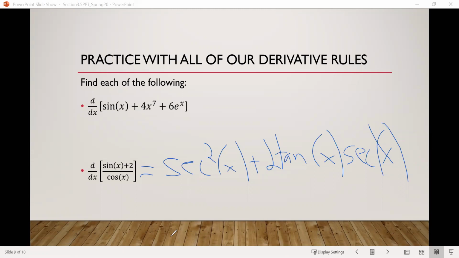So again, we could have left this as 1 plus 2 sine x over cosine squared, or what we have here is fine as well.